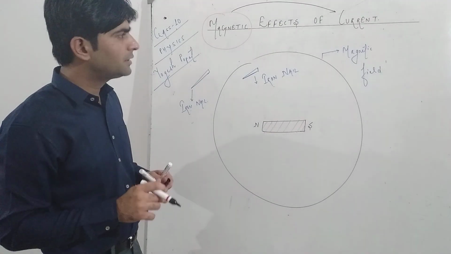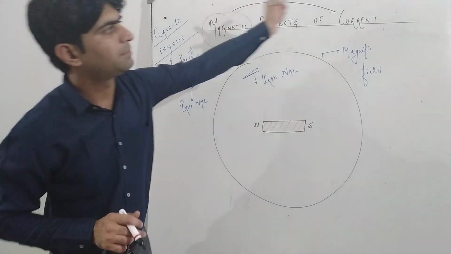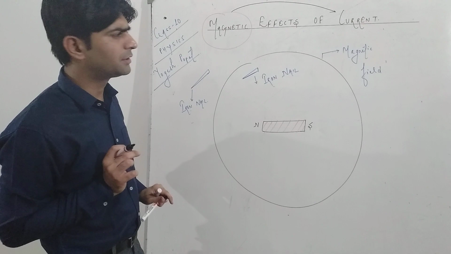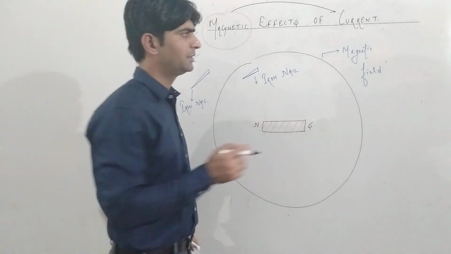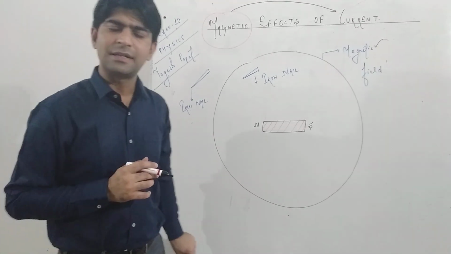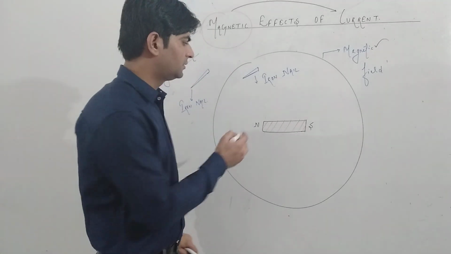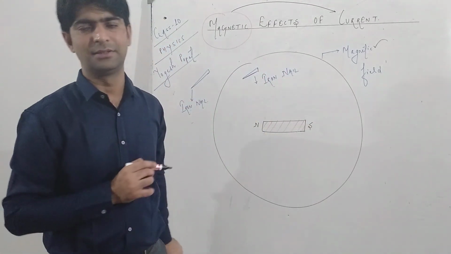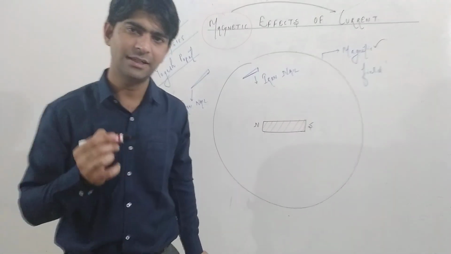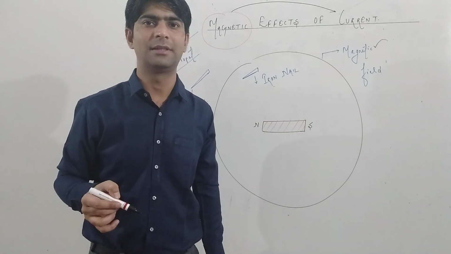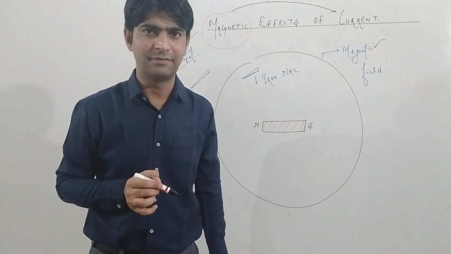Now before going straight to the magnetic effect of current, let me discuss a very small terminology of magnetism, that is magnetic field. In 7th and 8th standard also we have studied that a bar magnet produces a magnetic field. So what is a magnetic field? Like a cricket field, in which we play cricket and all the cricket rules are applicable, that particular field is called a cricket field.